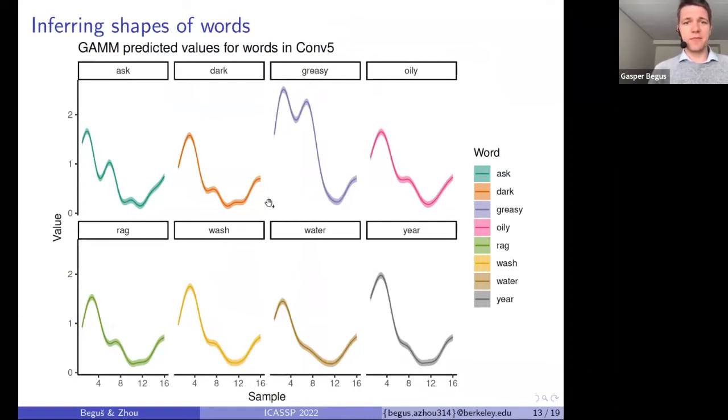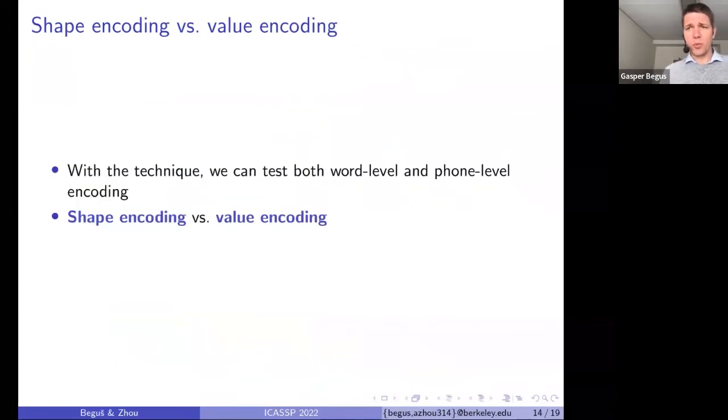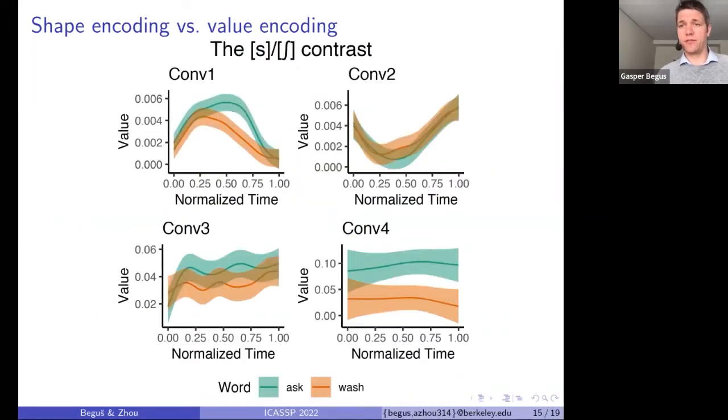And we see that words have distinct shapes at the 5th convolutional layer, and that is likely how the network encodes the identity of these individual words in this fully unsupervised manner, trained from raw speech. With this technique, we can not only test encoding at the word level, but we can go deeper and test how individual phone contrasts are encoded. And again, we can test both shape encoding, in other words, how some linguistically meaningful unit is encoded with shapes at individual convolutional layers, but also how they're encoded within absolute values at each individual convolutional layer.